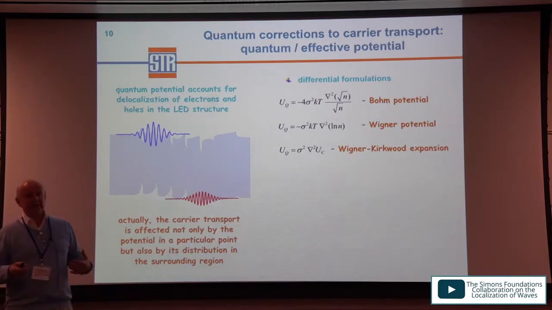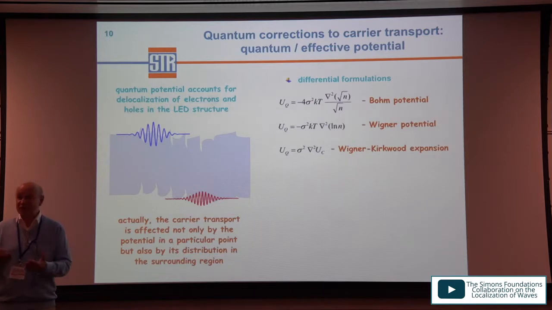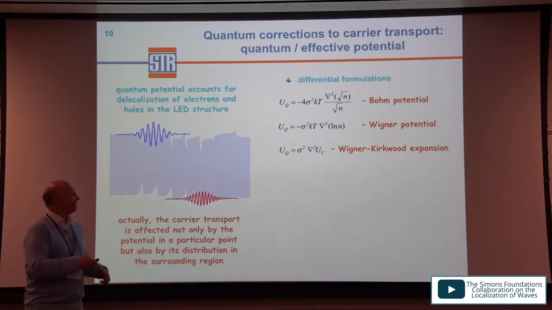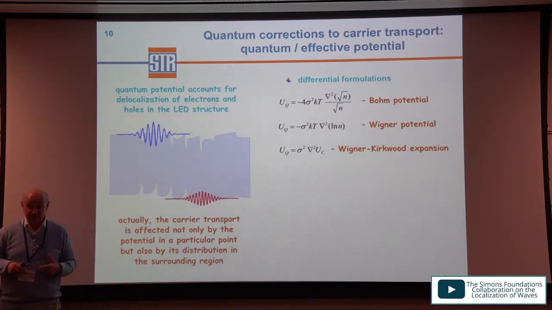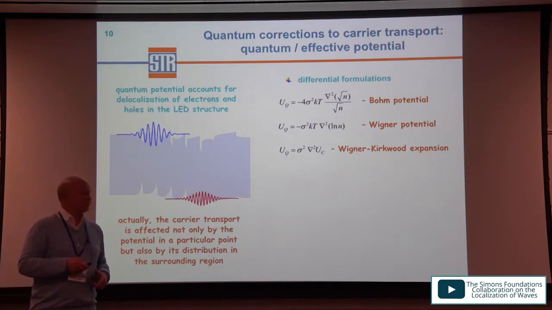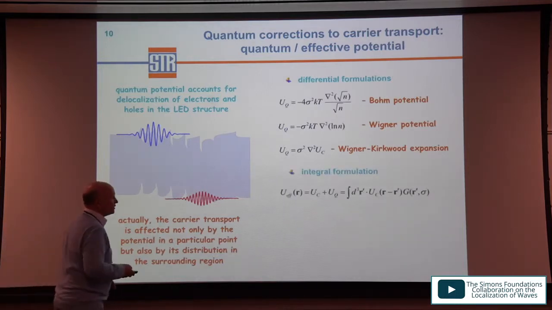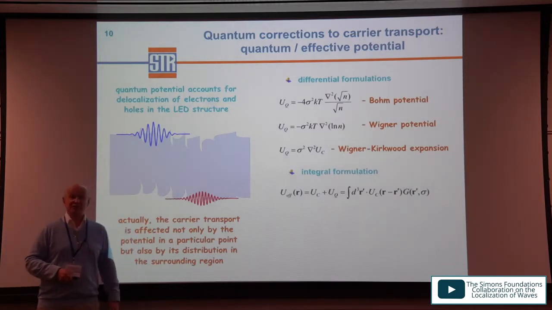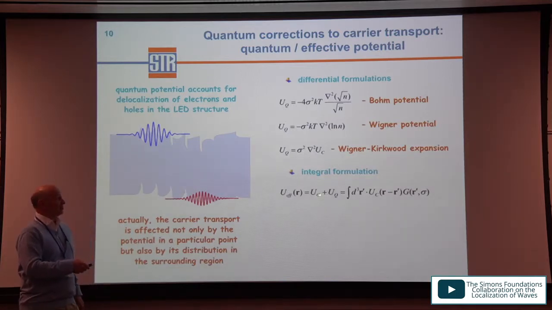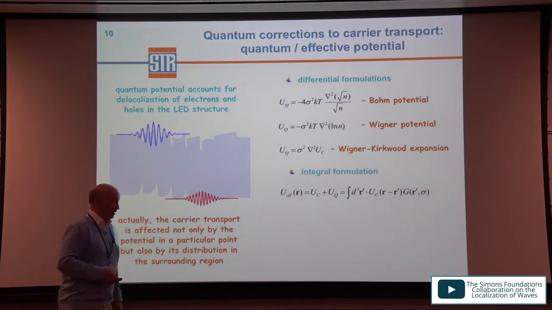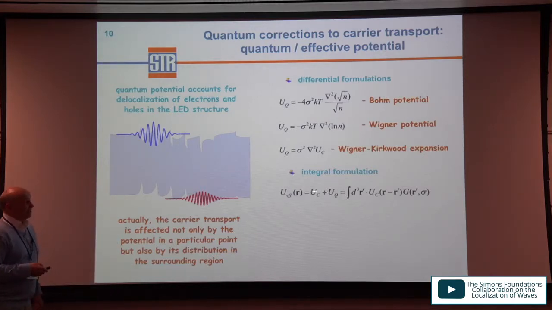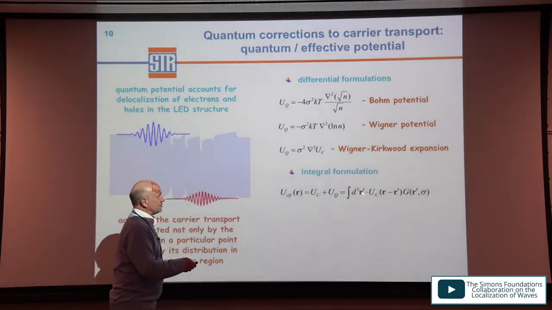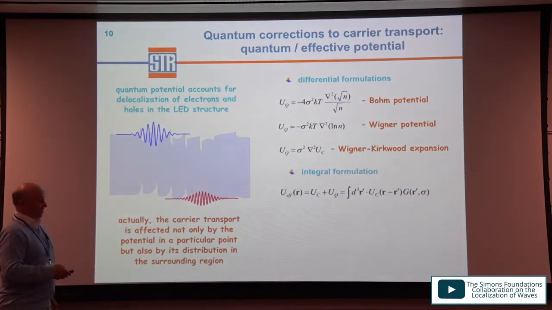And this is very inconvenient for simulation, because what to do at the interfaces between semiconductors where the carrier concentration and the potential exhibit discontinuity. So this problem is not resolved up to now, but fortunately there is some integral formulation where the effective potential is introduced, which is the sum of the initial lattice potential and quantum potential. In this case, the effective potential is defined as the convolution of the real potential, effective mass potential of the structure and some core.